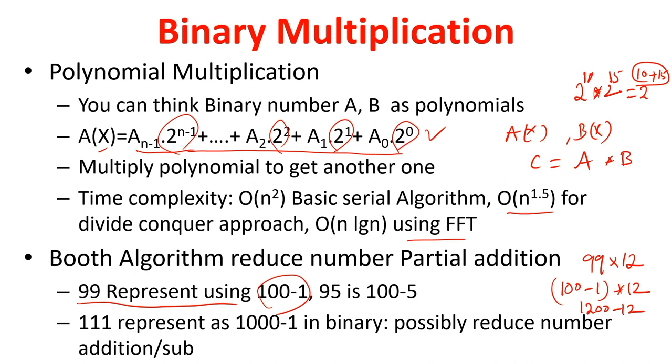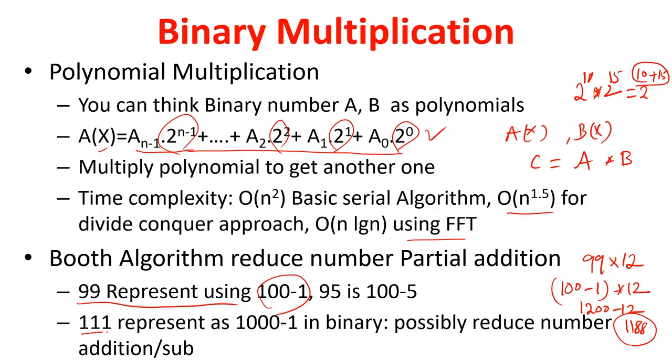1200 minus 12, so this is actually 1188. This is a much easier way to do it, so we can think in that way. 95 can be written as 100 minus 5. In the binary domain, suppose 111 base 2 is 7. 7 can be represented as 8 minus 1. So possibly it will reduce the number of additions and subtractions.